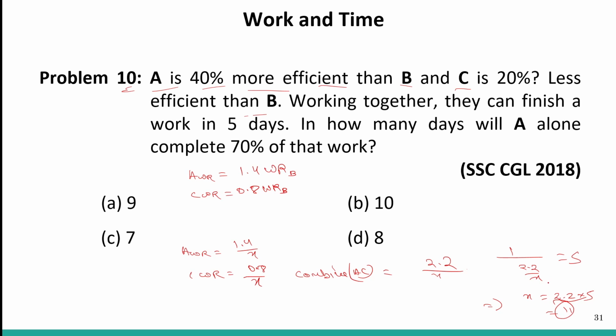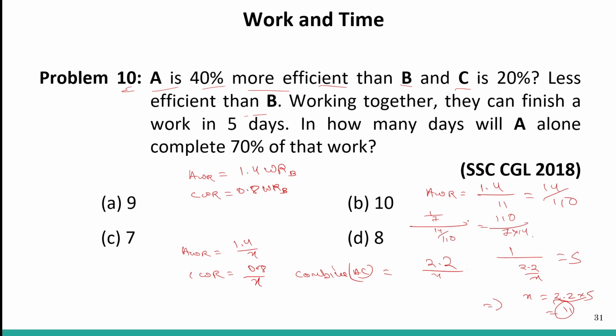So how many days will A alone complete 70% of that work? Given that x is equal to 11, so 1 by x, AWR is equal to 1.4 by 11. So this is equal to 14 by 110, right? So what we have now is we have to complete 70% of that work. So how much time will it take? 1 by 7 whole by 14 by 110. So 110 by 7 into 14.